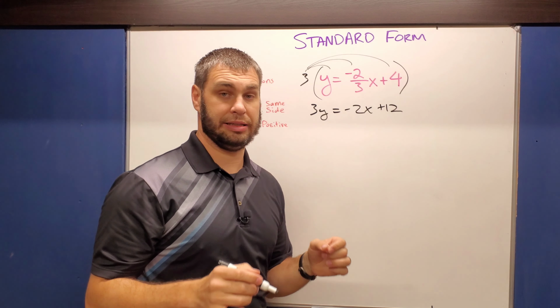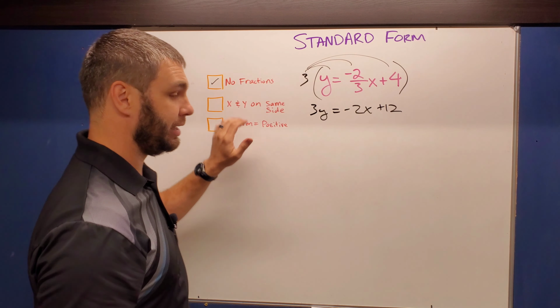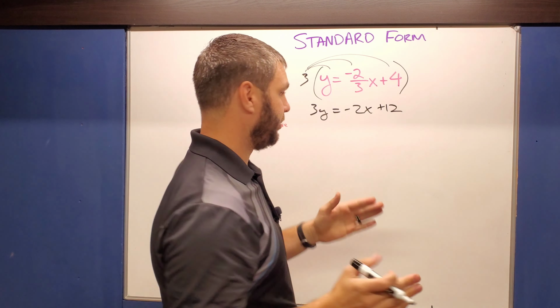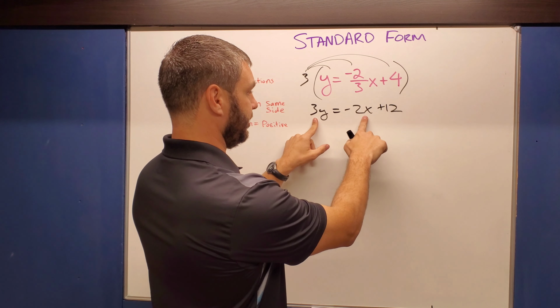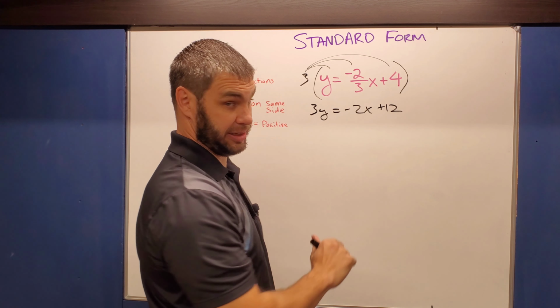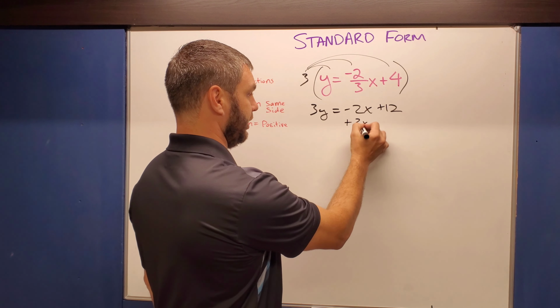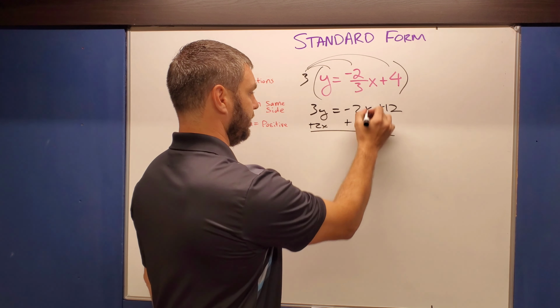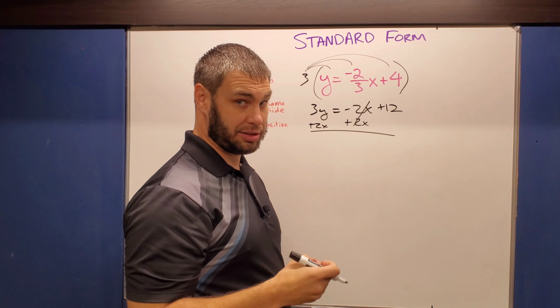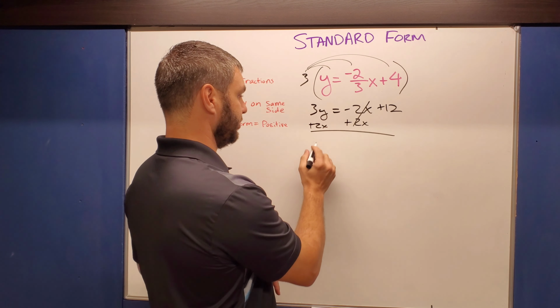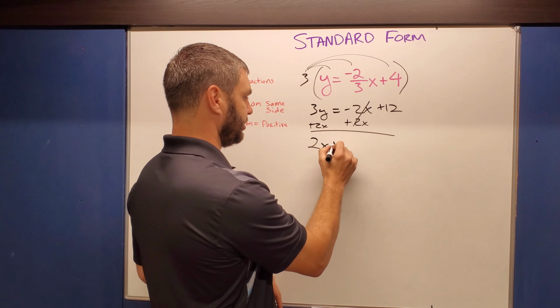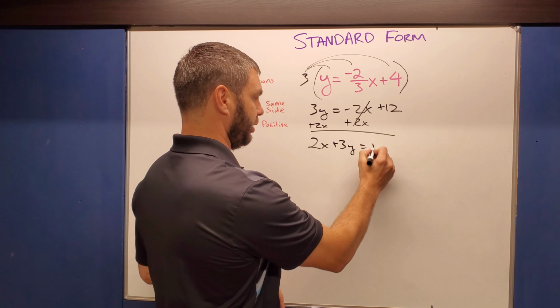That's good. And then the second thing I want to get is that the x and y need to be on the same side. What I mean by that is here the y is on the left, but the x is on the right side of my equal sign. To move the x term over, since it's negative 2x, I'm going to add 2x here and here. And then usually they put the x term first. So since I can't combine those, I'm going to say 2x plus 3y equals 12.